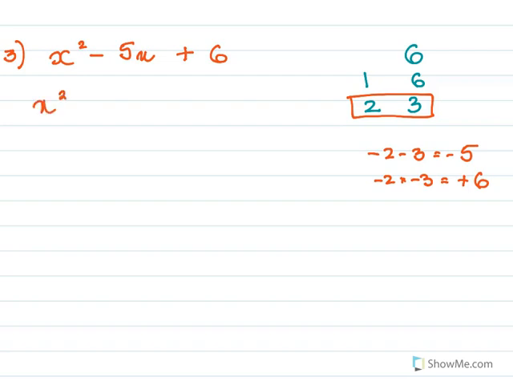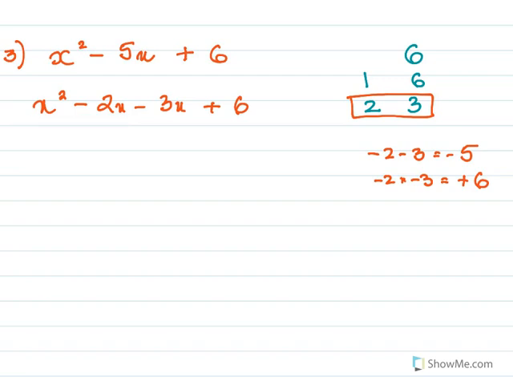So we have x square. For 5x, I put minus 2x minus 3x, plus 6. See, this is minus 5x: minus 2x minus 3x. That is minus 5x, right? Now we take common out from here.